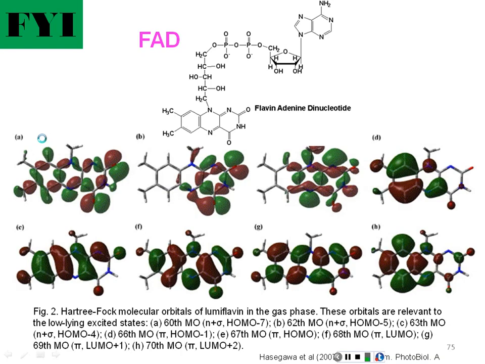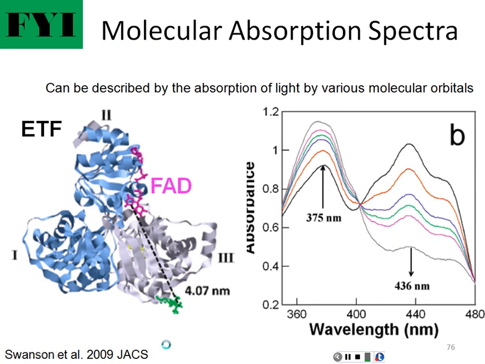Some people have actually studied the molecular orbitals of this molecule, and here are just a few of them that are shown. If you look down here, you see that they correspond to the 60th, 62nd, 70th. So there are just hundreds of molecular orbitals for a molecule this complex. Again, you would really need a computer to do this. You could not do this in your head. So how does that relate to molecular absorption spectra?